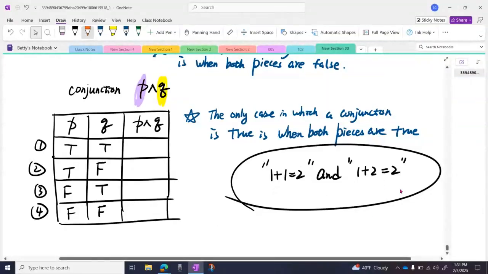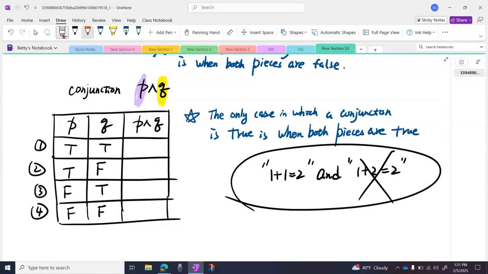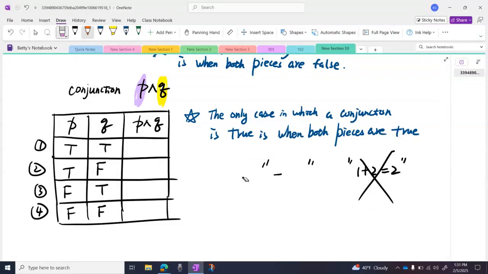Is this statement true? 1 plus 1 equals 2 and 1 plus 2 equals 2. It is not true, right? This conjunction is not true because the second piece is wrong. 1 plus 2 is not 2, it's 3. To make a conjunction true, both pieces must be true, all right?